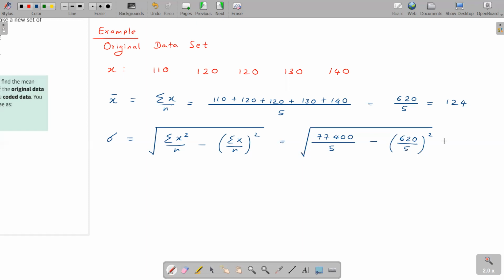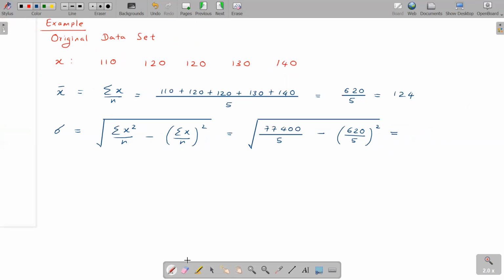And then root it. What do we get? 77,400 over 5 minus 620 over 5 whole thing squared, square root of it. Get the decimal answer. 10.198. It goes on, right? 10.198.